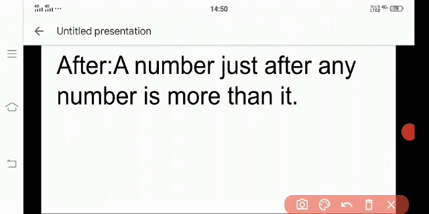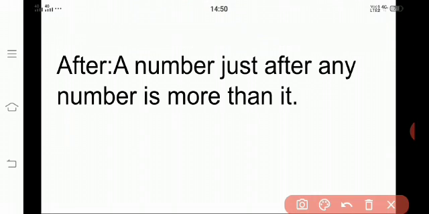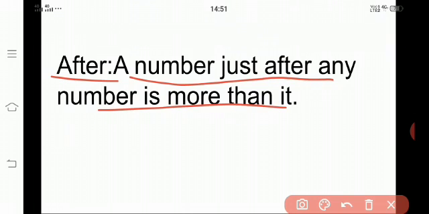In this session we are going to learn about the after number. What is meant by after number? A number just after any number is more than it. More than means nothing, we just add 1 to the given number. Okay children, shall we move on to the example?